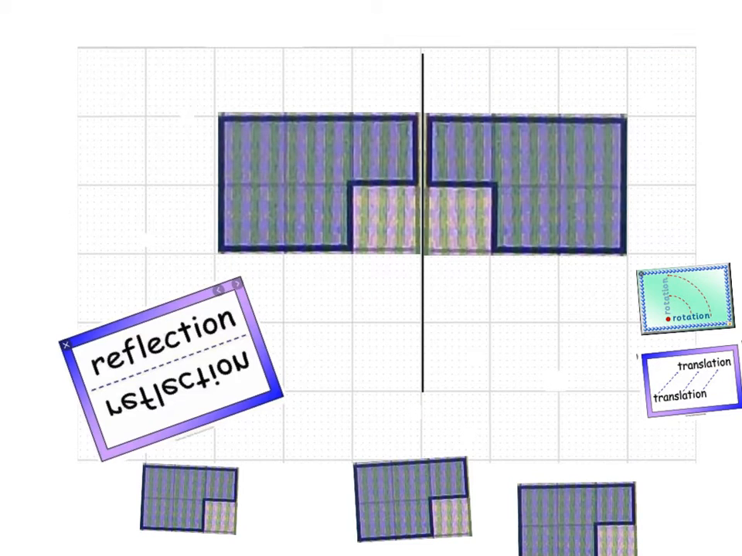So now I've done another reflection. This time I've made the line of reflection a vertical line, and I flipped it from here over to this side. So as long as I could do my line of reflection there, I could do it there. It's totally up to you, but you're imagining that mirror image.